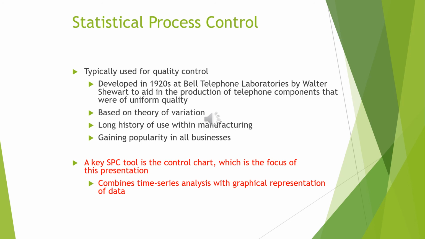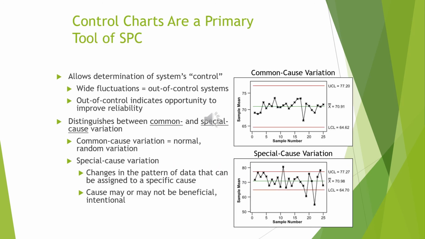What it does, just like we had before, is combine the data, but it puts it out over time so it can see trends and changes and variation over time. Huge, actually huge. Okay, this is a control chart example. Again, I'm going to send you a link to download one. But this allows determination of systems controls.